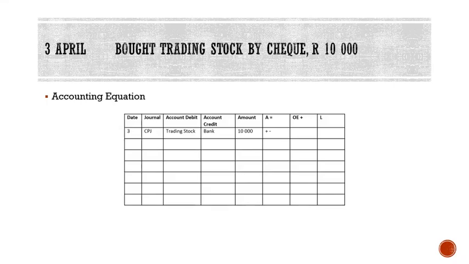Then let's have a look at the accounting equation of the same transaction. Date will be the 3rd. Journal CPJ, cash payment journal. We paid cash to buy trading stock. Account debited will be trading stock. Account credited will be bank. And since both are assets, our assets will increase and decrease with 10,000 Rand.